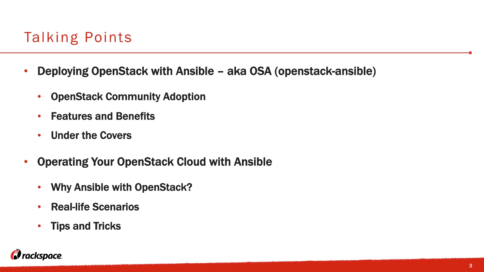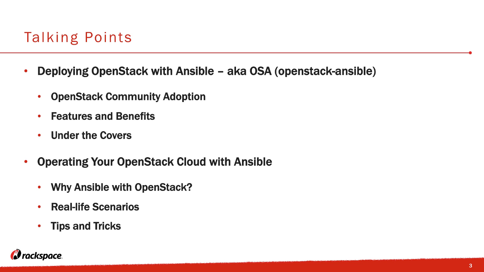This is a very high level view of the talking points we're going to review today. We're going to start out talking about deploying OpenStack with Ansible, using the OpenStack Ansible repository that exists on GitHub under the main OpenStack repository. It used to be called OSAD, but now it's called OSA, and it'll probably be called something else in a couple of months, but we're just going to refer to it as OSA for now. We'll talk through how the OpenStack community adopted this way of deploying OpenStack, some of its features and benefits, and then go under the covers of how you can actually use OSA and the things you have to configure to get it to work for you.